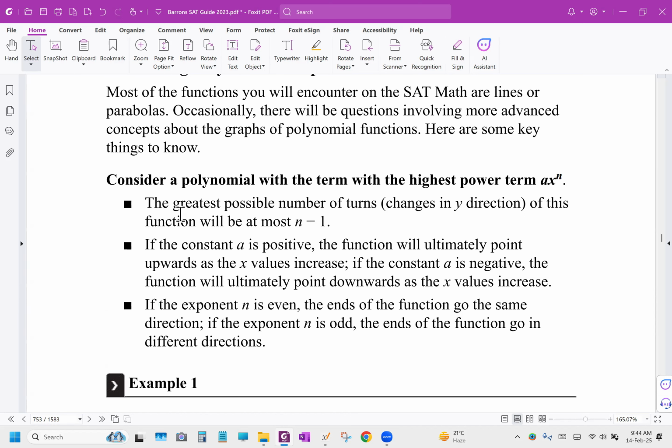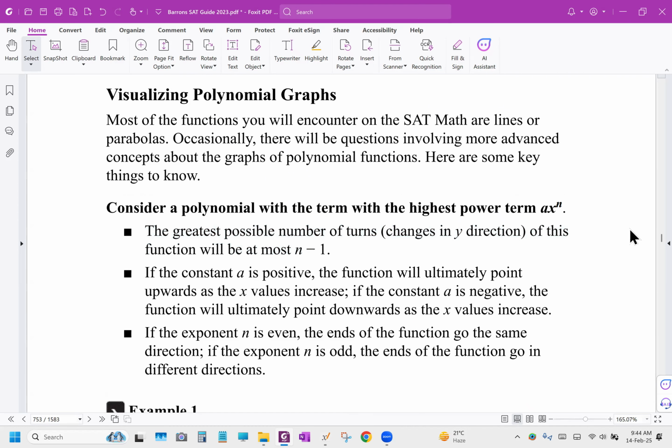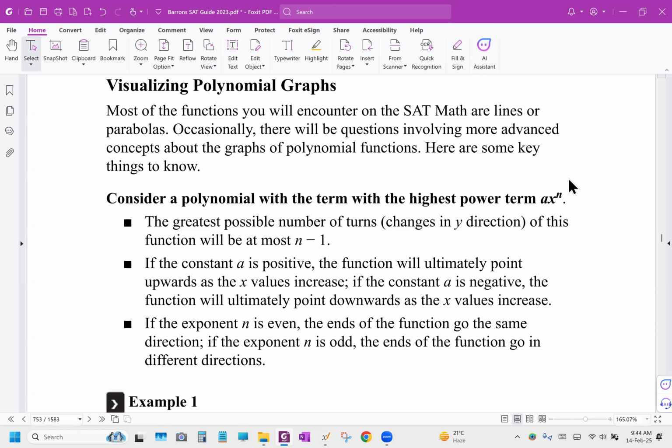For example, the greatest possible number of turns, changes in y direction, of this function will be at most n minus 1. So consider a polynomial. I hope you understand what a polynomial is. The greatest possible number of turns, the changes in the y direction, for that particular polynomial would be n minus 1.